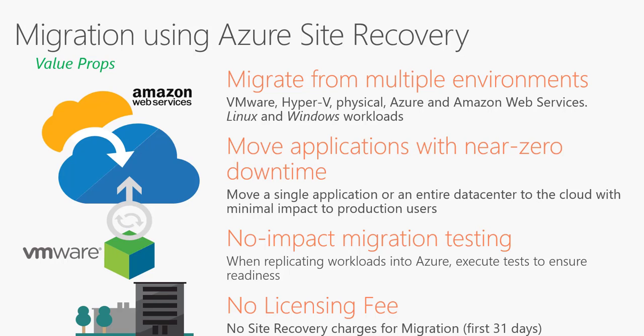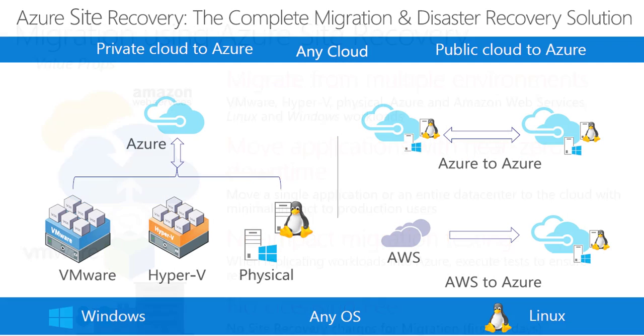And then finally, it's free for the first 31 days. So with ASR, we know that it's a powerful migration solution. Every single VM, physical machine, whatever, is free for the first 31 days. So if you complete your migration within the first 31 days, you're not going to pay any of those ASR charges. You'll pay storage, which we'll talk about in a second, but you don't pay any ASR charges for the first 31 days. So ultimately, ASR is really a complete migration and disaster recovery solution.